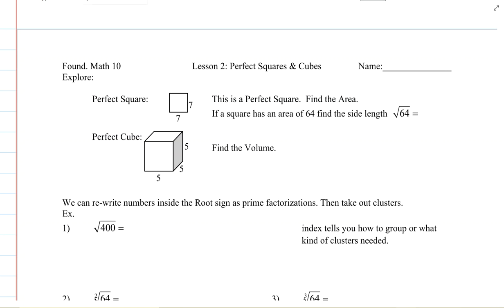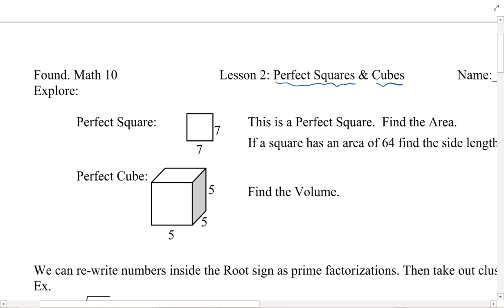Okay, class, let's begin. So today we're going to look at perfect squares and perfect cubes. We're going to review our ideas from grade 8 and quickly move on. So let's talk about squares. When we talk about squares and roots and radicals, we often refer to the area of squares. So the area of a square is the side length squared.